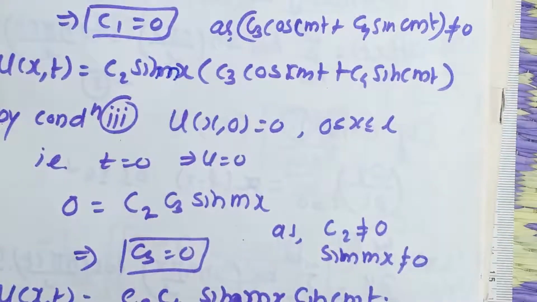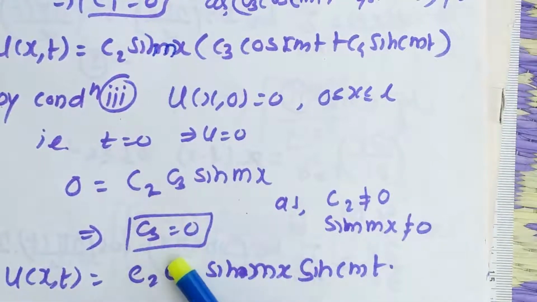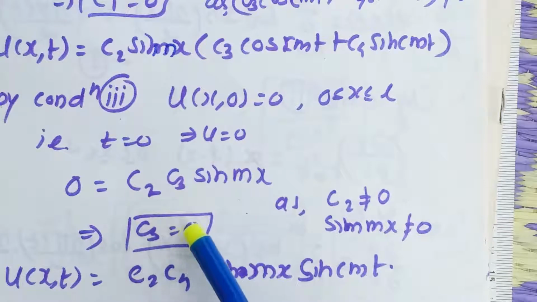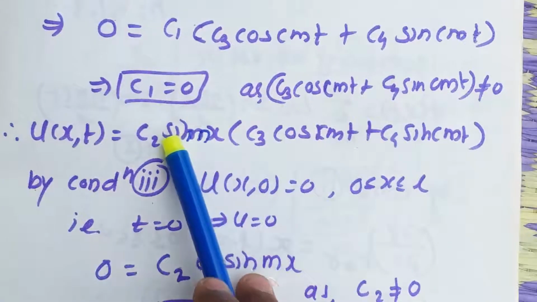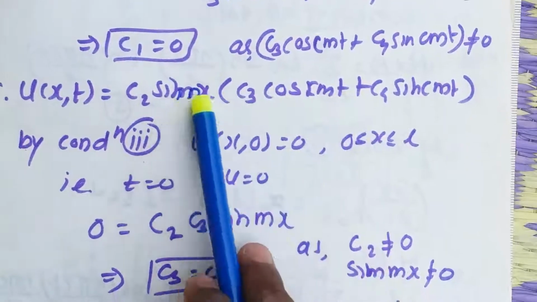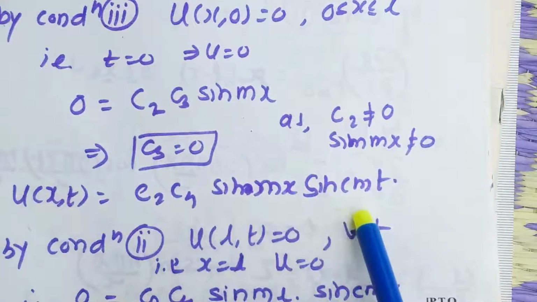Okay. Hence, what remained? C3. So C3 has to be 0. By the second condition, we obtain C3 as 0. Therefore, your u(x,t) will become, this C3 is 0. So only C2, C4, sin mx, sin cmt will remain in the solution.